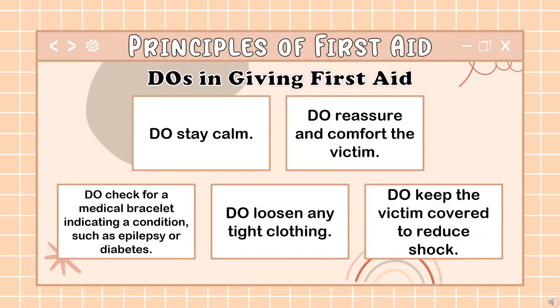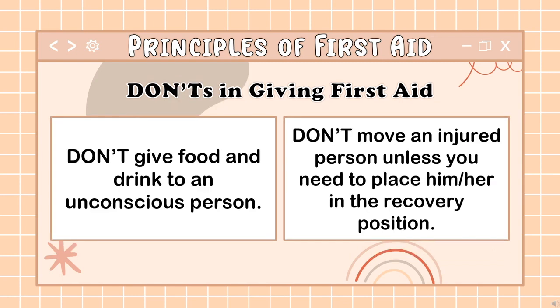In giving first aid, we have different principles to remember, or the do's and don'ts in giving first aid. Let's start with the do's. Do stay calm. Do reassure and comfort the victim. Do check for a medical bracelet indicating a condition such as epilepsy or diabetes. Do loosen any tight clothing. And do keep the victim covered to reduce shock. And for the things to avoid, first, don't give food and drink to an unconscious person. And don't move an injured person unless you need to place him or her in the recovery position.